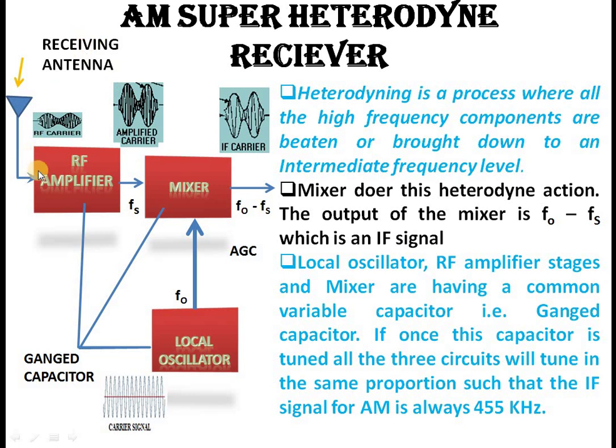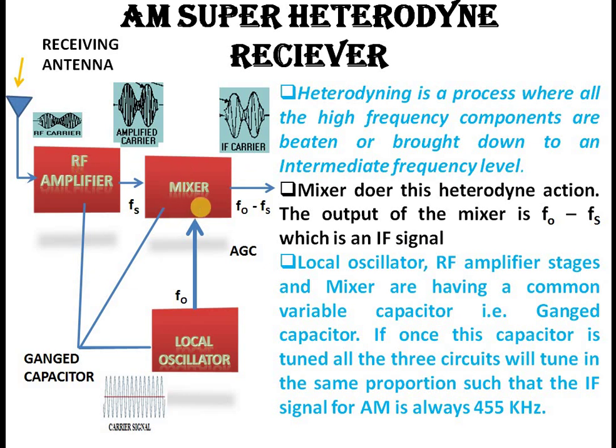The receiving antenna gives the signal, the RF amplifier amplifies it, and that is called the signal frequency, fed to the mixer. Along with the signal frequency, the local oscillator frequency FO is given to the mixer. The mixer does the heterodyne action. That is why the receiver is named superheterodyne. Heterodyne is a process where all the high frequency components are beaten or brought down to an intermediate frequency level. The mixer does this heterodyne action.